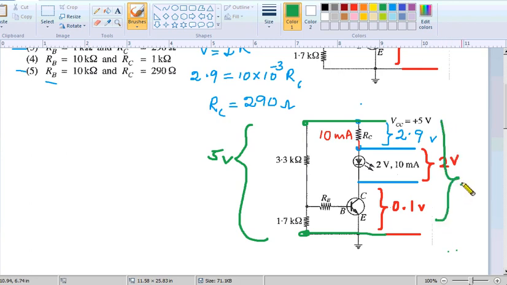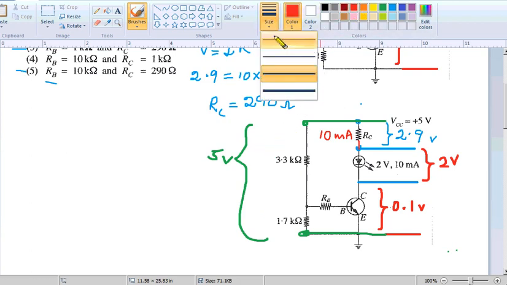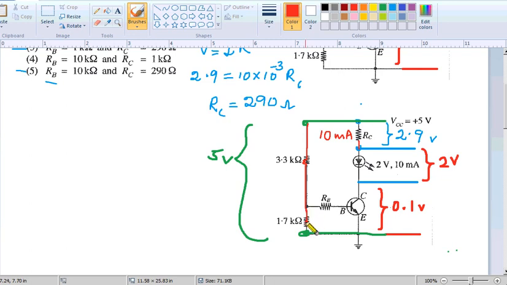We took it from here and now we take it from this left side. So there are 5 volts given to both these resistors. How does current flow? You can mark it. Current flows like this through this resistor and through this resistor as well. So therefore these resistors are in series to each other, this one and this 1.7 kilo ohm resistor.